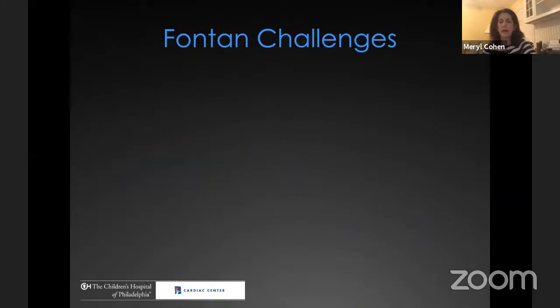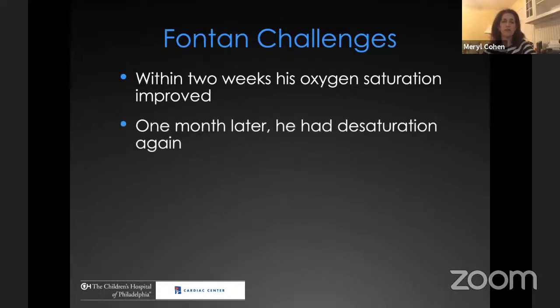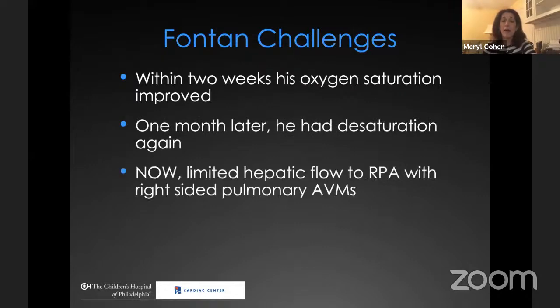So we patted ourselves on the back. Within 2 weeks, his oxygen saturation improved, and we were very pleased with ourselves. But unfortunately, a month later, he had desaturation again. Now we had limited hepatic blood flow to his right pulmonary artery. All the hepatic venous blood was going up into his azygos, almost all going into his left pulmonary artery, and he developed AVMs in his right lung.